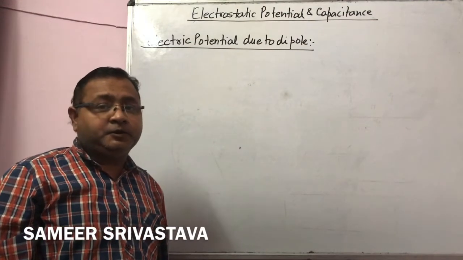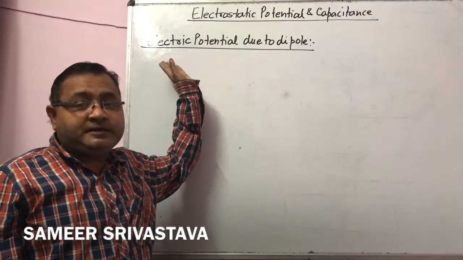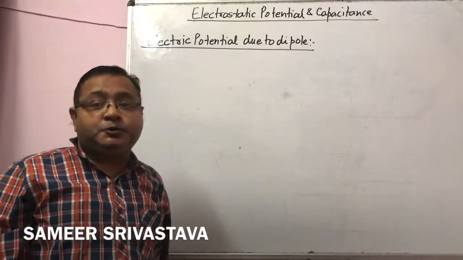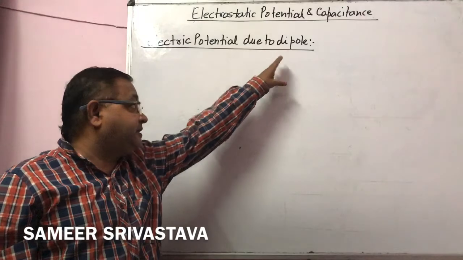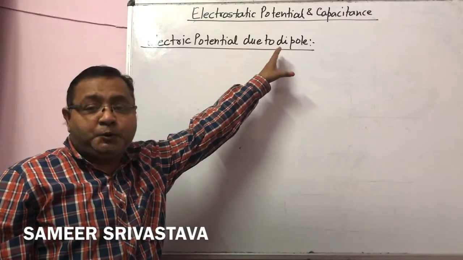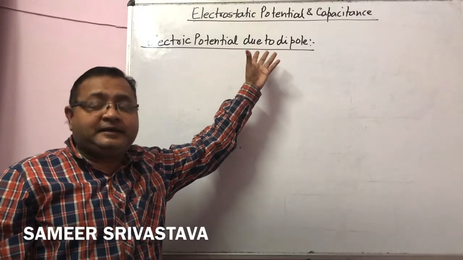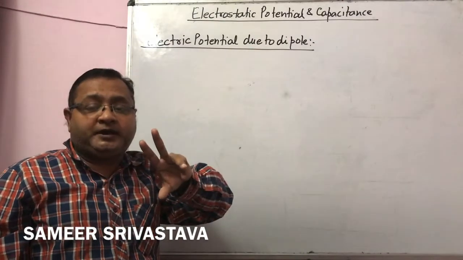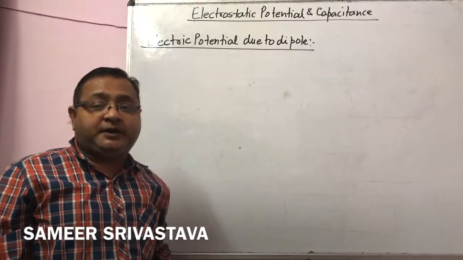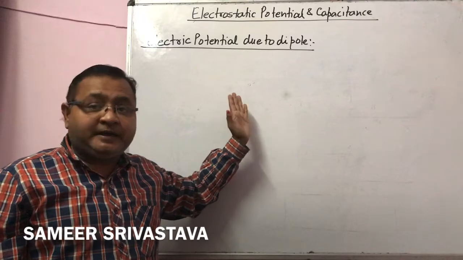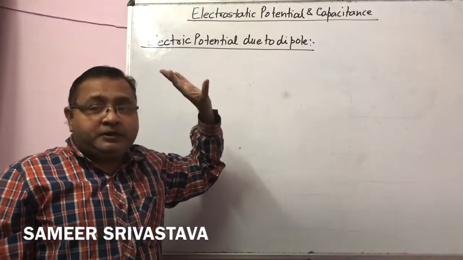Now today I am going to discuss a new topic from chapter 2 and the topic is electric potential due to dipole. In chapter 1 we have discussed what is the dipole moment, as well as we have to find the electric field due to dipole on two points. One is on the axis of dipole and the second is the equatorial point on the dipole. The same here. Now we have to find the electric potential due to dipole.